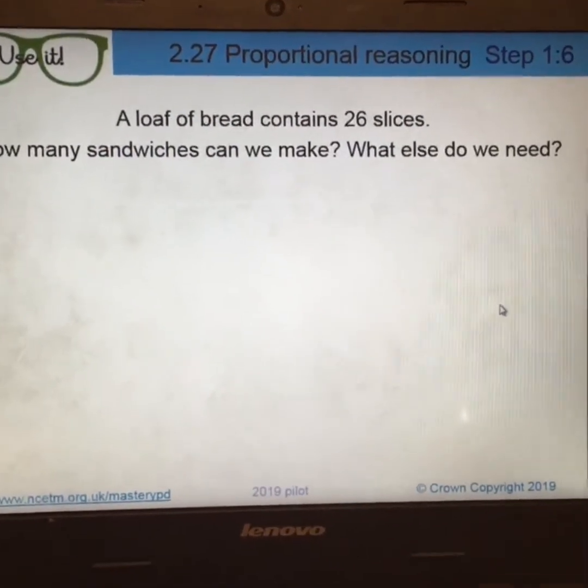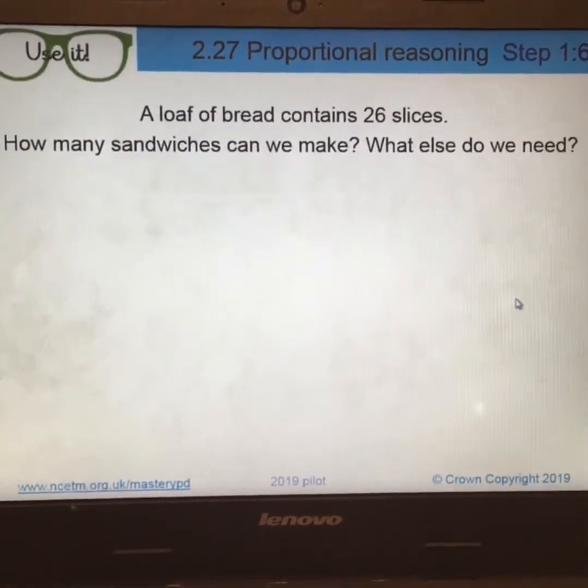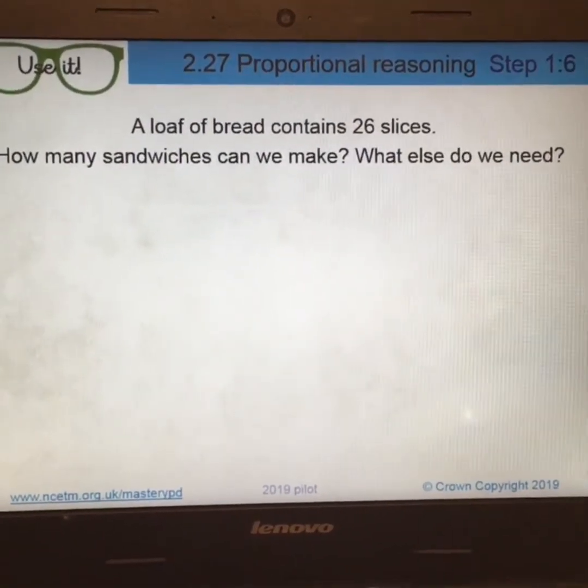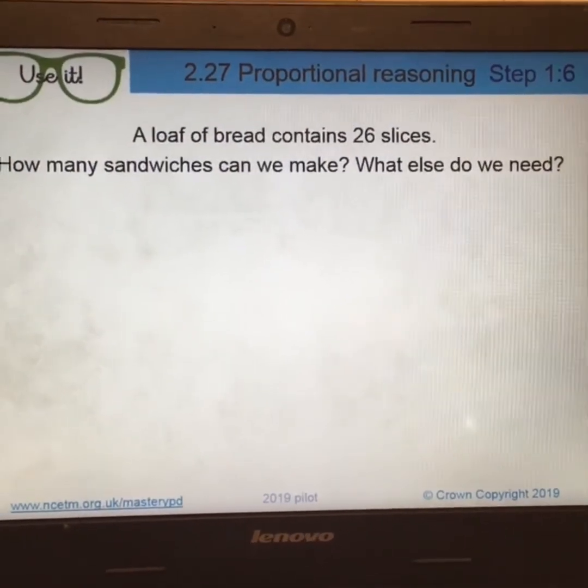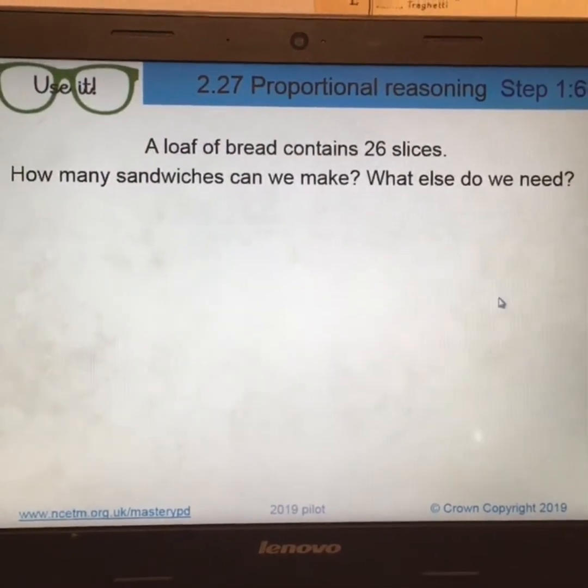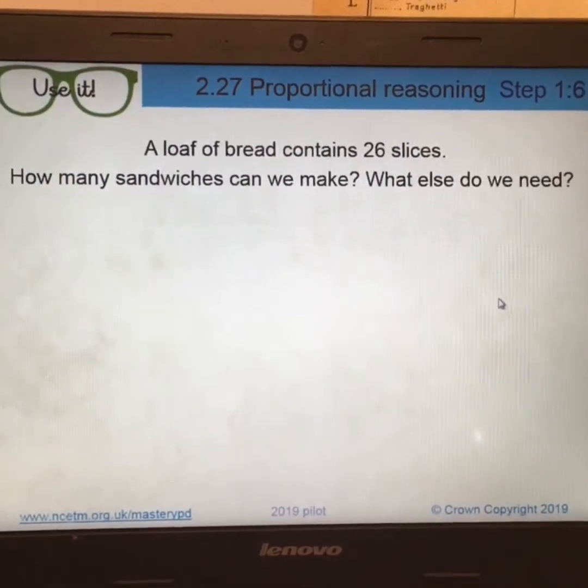Next one then, hopefully you found these nice and easy. A loaf of bread contains 26 slices. How many sandwiches can we make? So that's part A. And then what else would you need? That's part B. Pause the video and off we go.